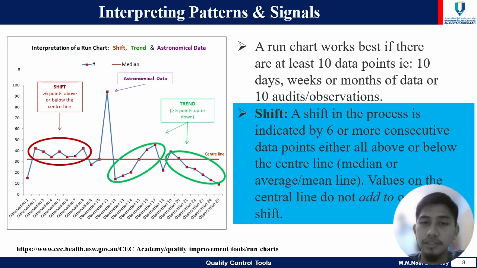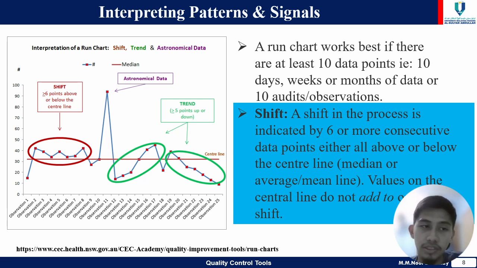Interpreting patterns and signals. We can see I have three patterns in this diagram. The first is shift, the second is astronomical data, and the third is trend. And you can see the third pattern is different. A run chart works best if there are at least 10 data points. There are 10 days, weeks, or months of data or 10 audit observations.